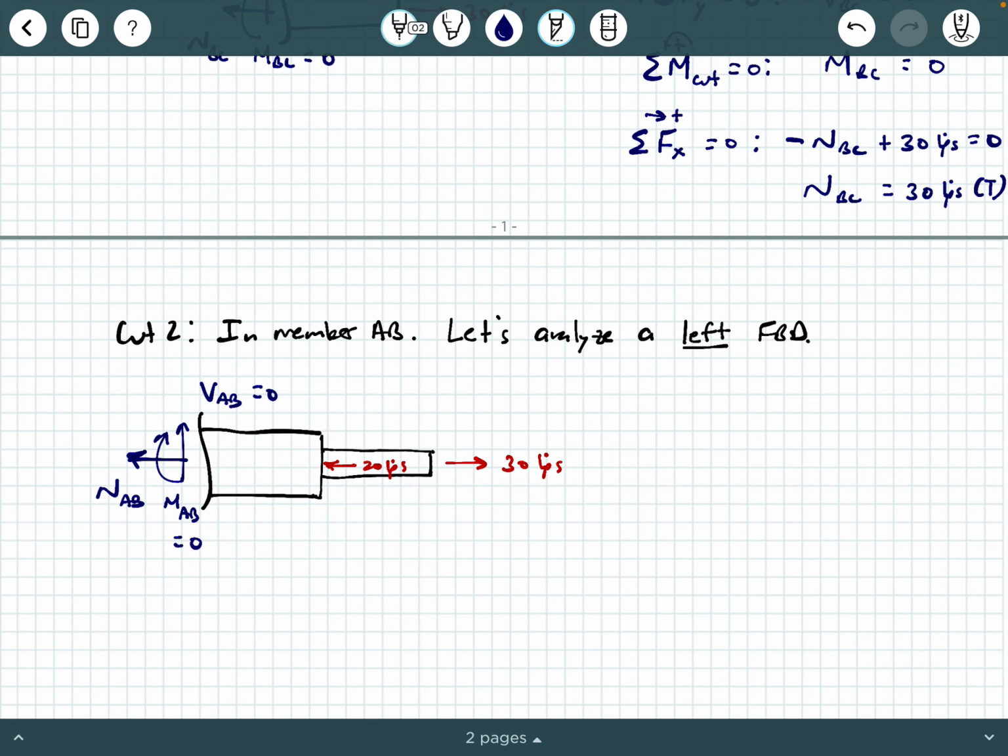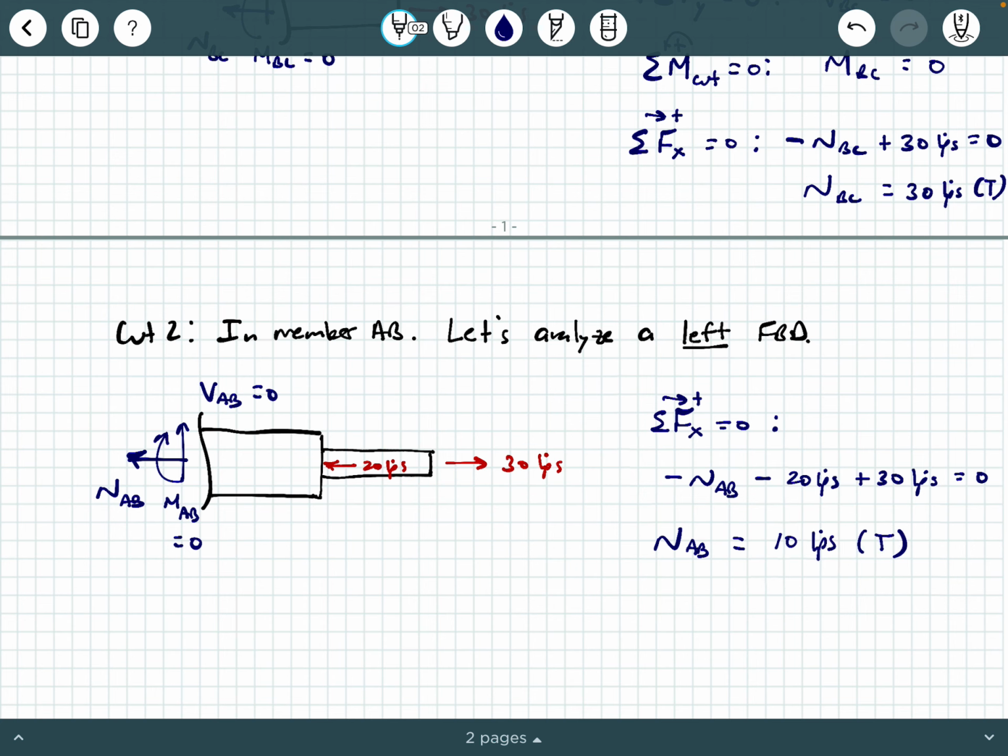So here we're going to say sum of the forces in the x direction equals 0, and we're going to say minus NAB minus 20 kips plus 30 kips equals 0. Look at everything, all the forces in the x direction. We do some rearranging, and we're going to get NAB equals to what? Well, we're going to get 10 kips, and that is going to be in tension.